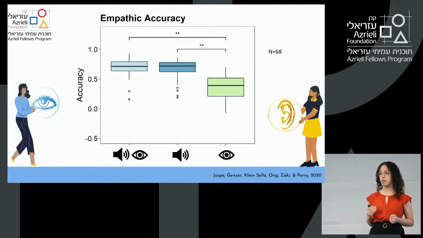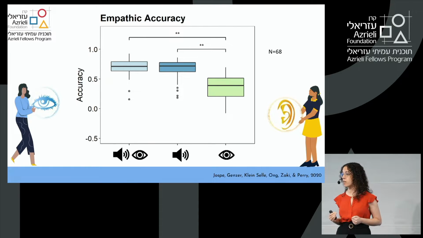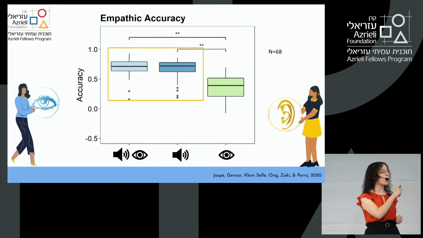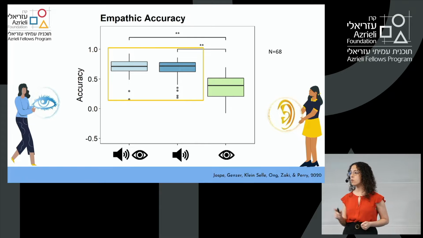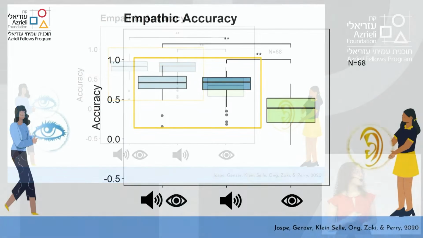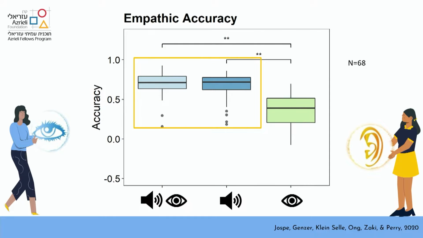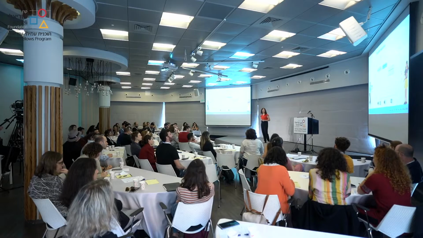Here is where we got surprised. While the audio plus video condition indeed resulted in higher accuracy compared to the video-only condition, there was no difference between the audio plus video condition and the audio-only condition. This implies that auditory information is sufficient for accurately understanding the other's emotion, and that seeing the other's facial expression does not add additional information to what we gain from hearing them speak.